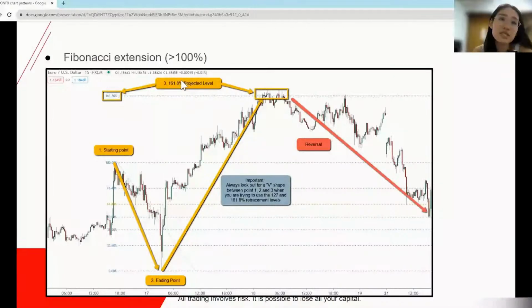So the projected level is either the 127 or 161.8. In this case, price has already broken out of the 127, so we are expecting price to hit towards our projected level of 161.8. And you can see that's exactly what happened here, and a reversal occurred, reversed off of this level and headed back downwards. So it's another indication of a reversal. Once again, you use this in combination with your chart patterns, like the top 3 chart patterns I went through previously, your indicators, and you're good to go.